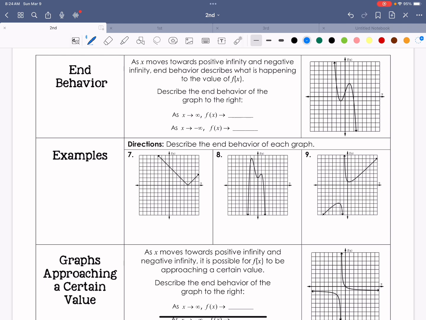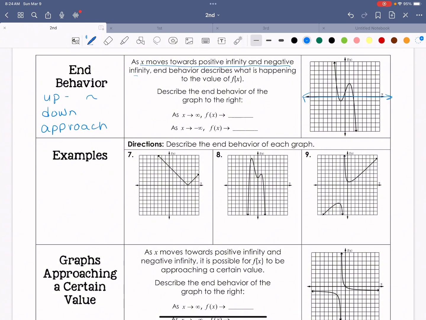Okay, now let's look at end behavior. And end behavior is as x moves towards positive and negative infinity. So that is your x-axis over here. As it moves left to right, what happens to the ends of your graph? All right, there's only 3 choices. Either that graph will go up, it will go down, or it will approach some number, as in an asymptote.